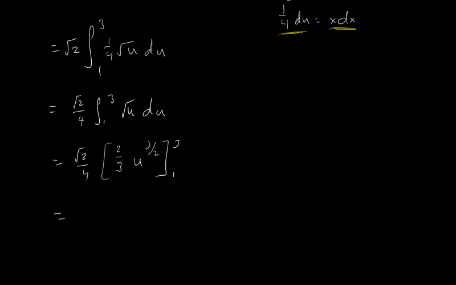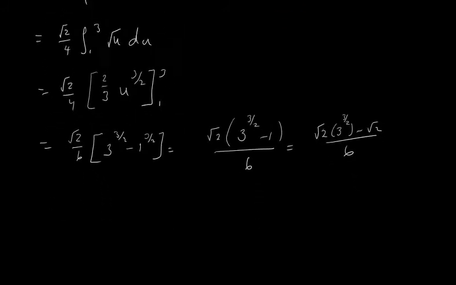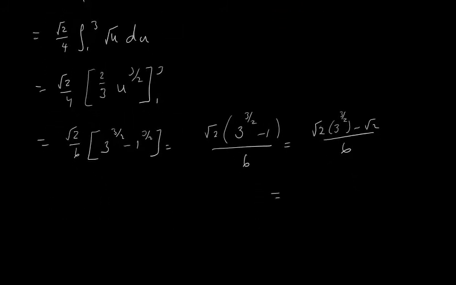So this is going to be root 2 over 6 times 3 to the 3/2. No, I'm okay. I thought I forgot to put a power on the 2/3, but I didn't. All right, so 3 to the 3/2 minus 1 to the 3/2. And so what we get is the square root of 2 times 3 to the 3/2 minus 1, divided by 6, or root 2 times 3 to the 3/2 minus root 2 over 6, which will simplify just a little bit further and give us 3 root 6 minus root 2 over 6.